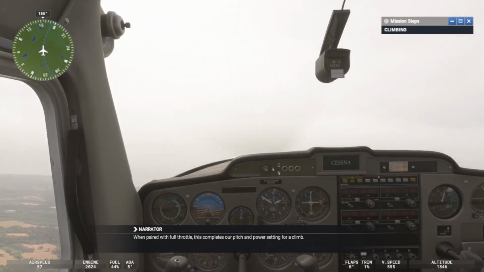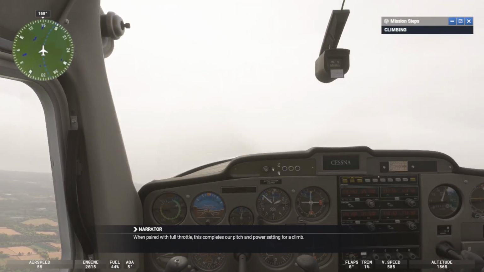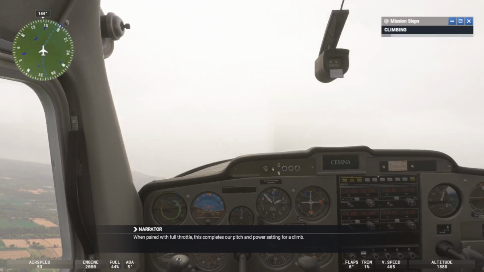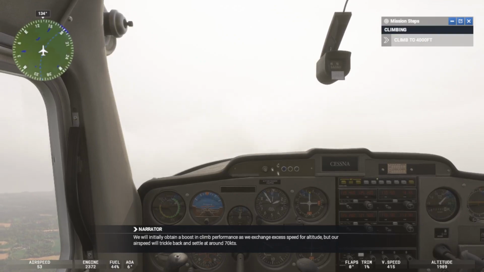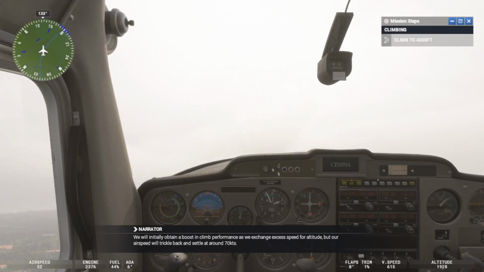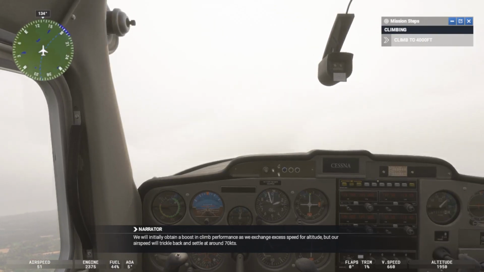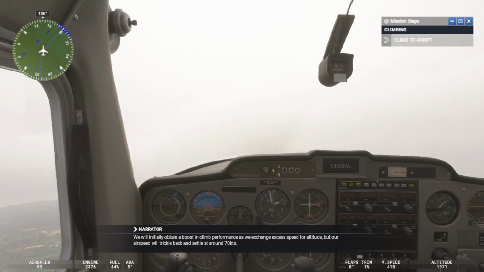When paired with full throttle, this completes our pitch and power setting for a climb. We will initially obtain a boost in climb performance as we exchange excess speed for altitude, but our airspeed will trickle back and settle at around 70 knots.